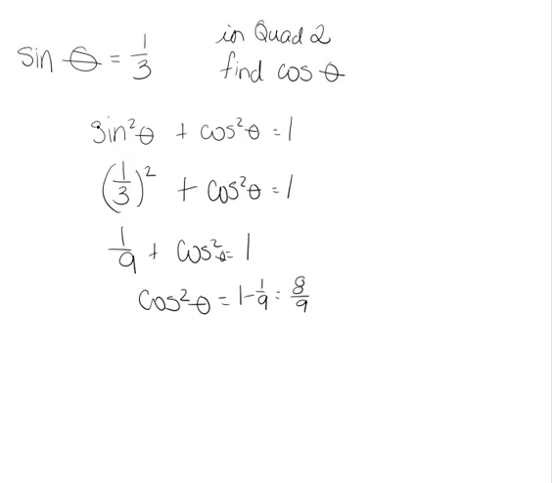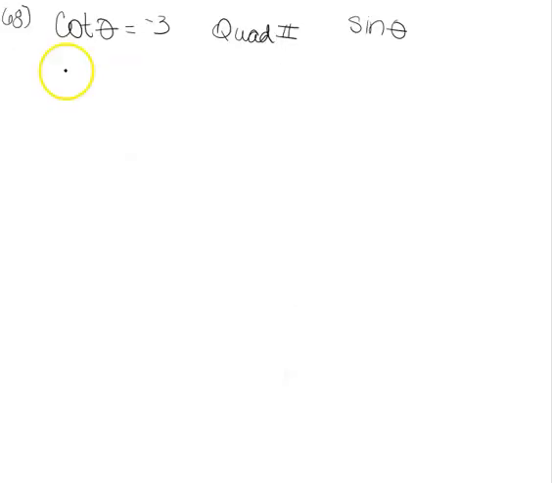So I take the square root of both sides, and I get cosine of theta is 2 square roots of 2 over 3. But do I take the positive or the negative? Well, by reference angle, it tells me it's in quadrant 2, so that means cosine has to be negative. Therefore, the cosine of theta is negative 2 square root of 2 over 3. Sorry about that.